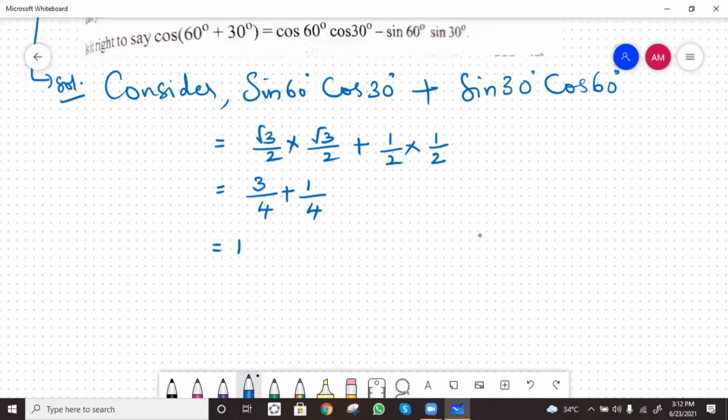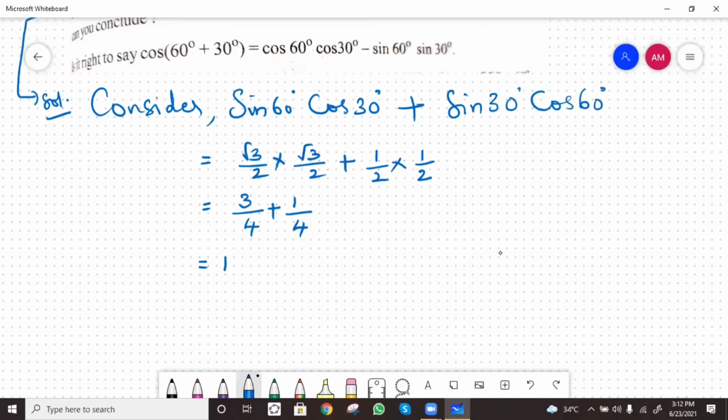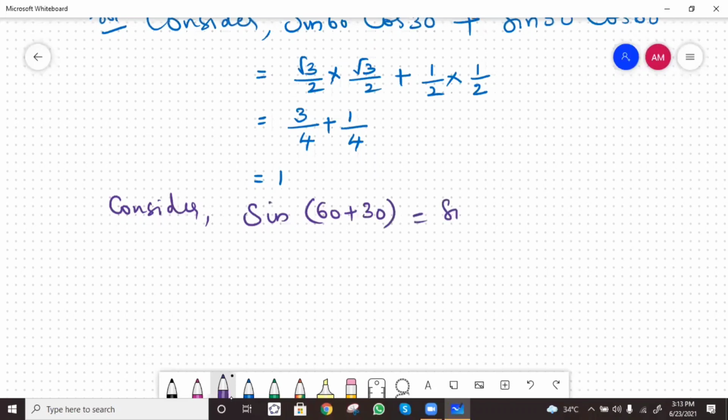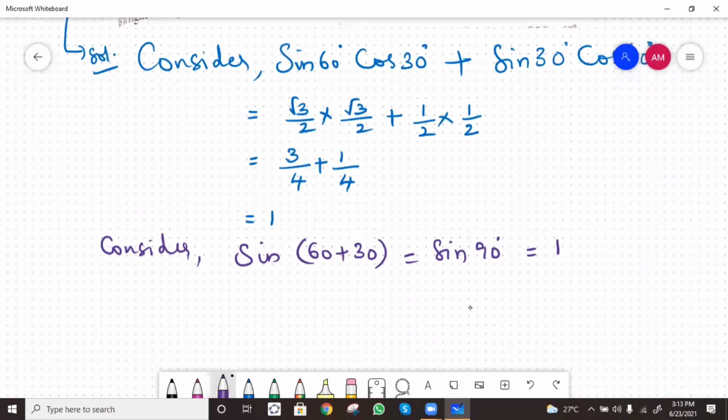So what they gave here: what is the value of sine 60 plus 30? Consider sine 60 plus 30. What is 60 plus 30? Sine 90. What is the sine value of 90? 1. If we observe these two, what can we conclude? Both are equal.